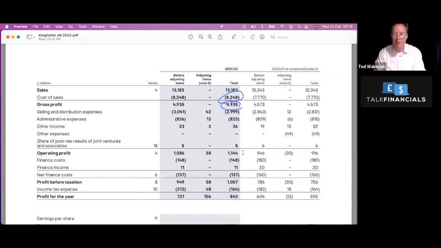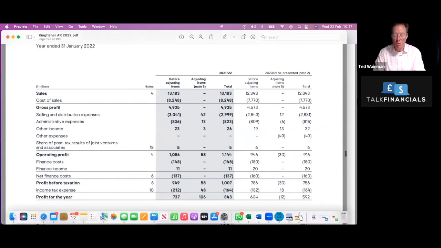37%, then they've got their costs of running the business, leaving them with an operating profit of 1.1 billion, that's 9%. A little bit of interest, suggesting they're carrying a little bit of debt, a little bit of tax, and the profit for the year, £843 million, a 6% net margin. Okay, so the key numbers, 37% gross margins, 9% operating margins, 6% net margin.